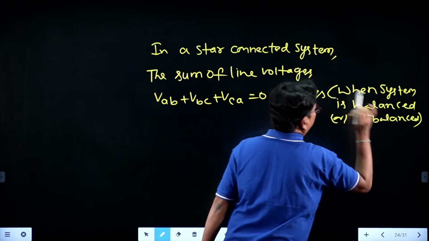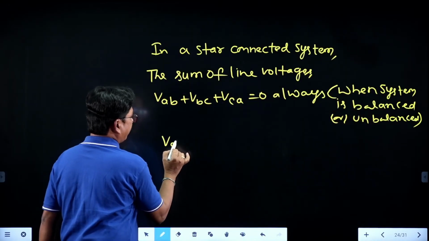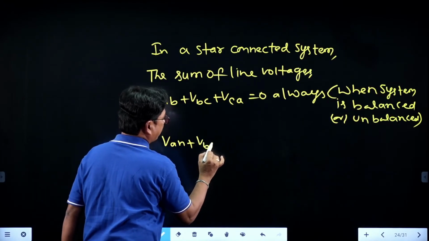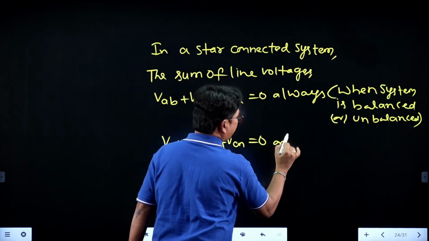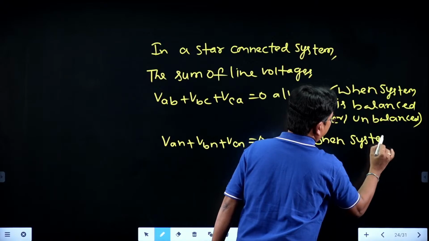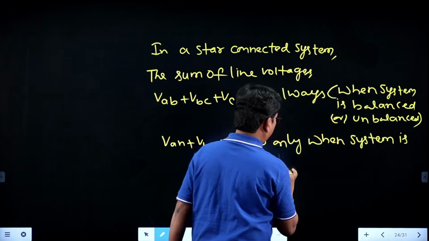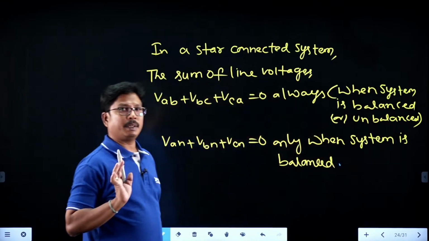But the sum of the phase voltages VAN plus VBN plus VCN is equivalent to 0 only when the system is balanced. Only when the system is balanced.